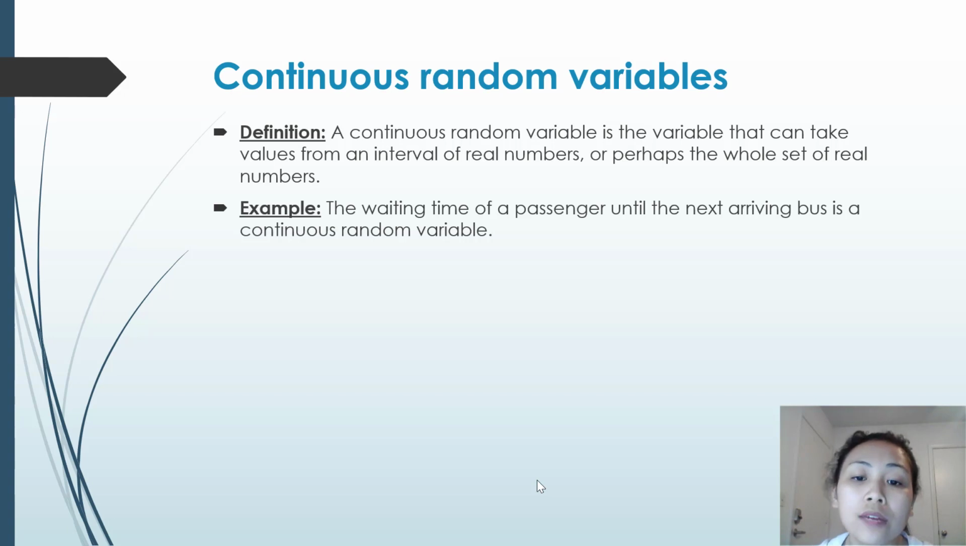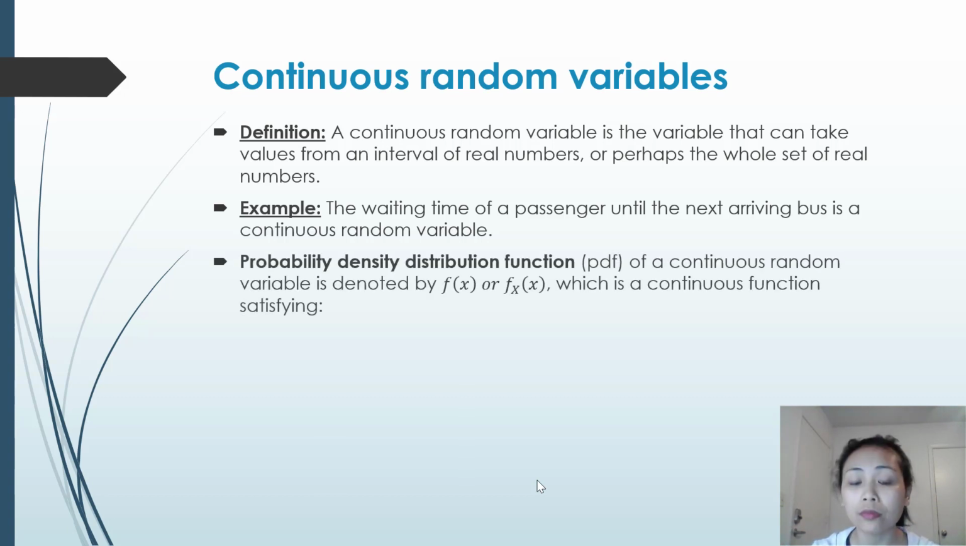For example, the waiting time of a passenger until the next arriving bus is a continuous random variable. So for example, you go to a bus stop and you know that every 15 minutes there would be a bus coming. So how long should you wait from the time you arrive at the bus stop till the time the bus arrives? That is an example of a continuous random variable.